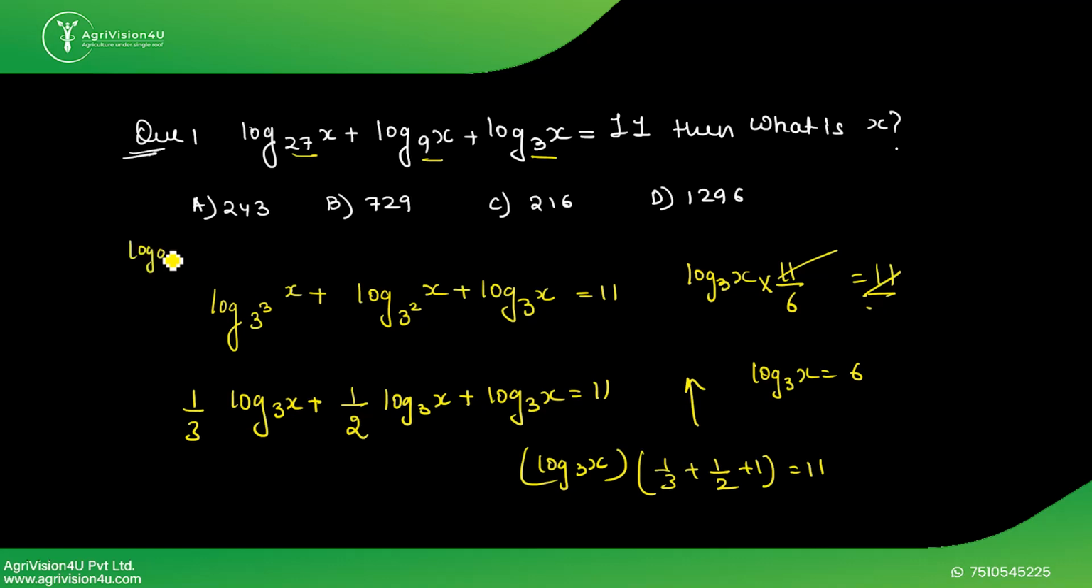Let's write it here. Log a n is equal to x. So this I can write as a to the power x is equal to n, right? So here, what is a? A is 3. What is x? x is 6. So 3 to the power 6 is equal to x here. So if you solve this, you will get B as the correct answer. Clear, everyone?